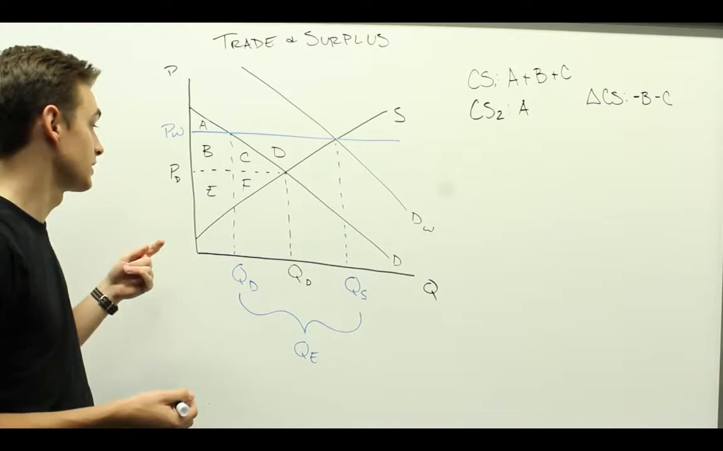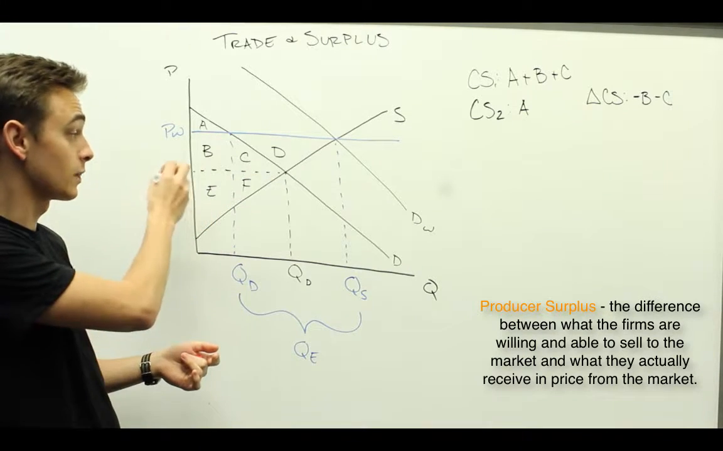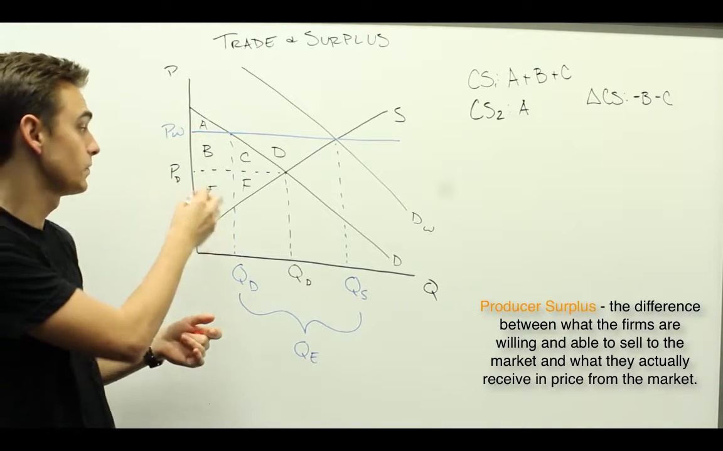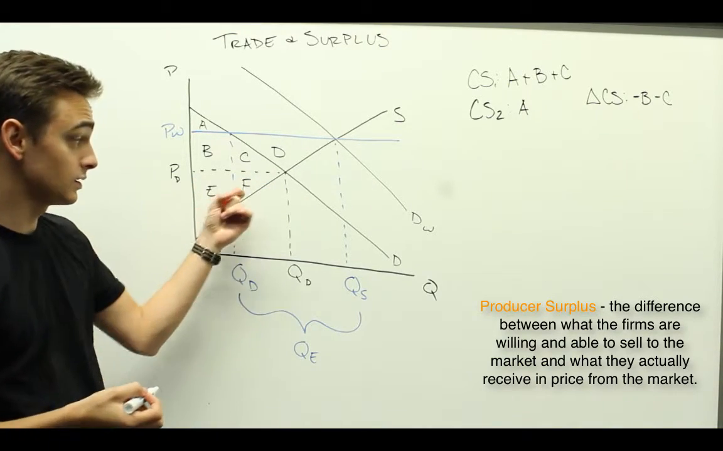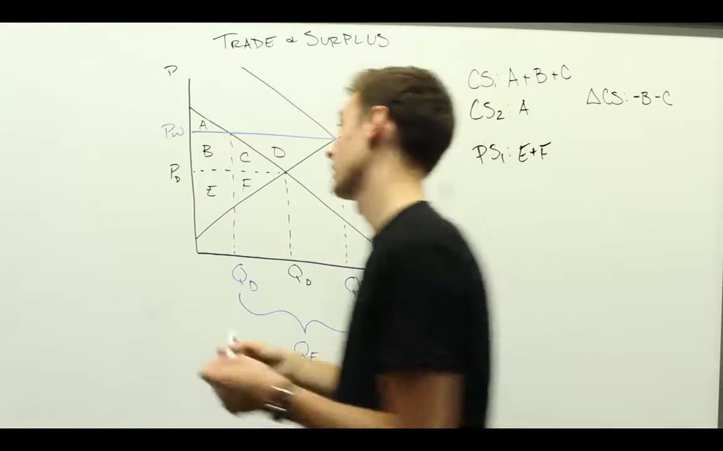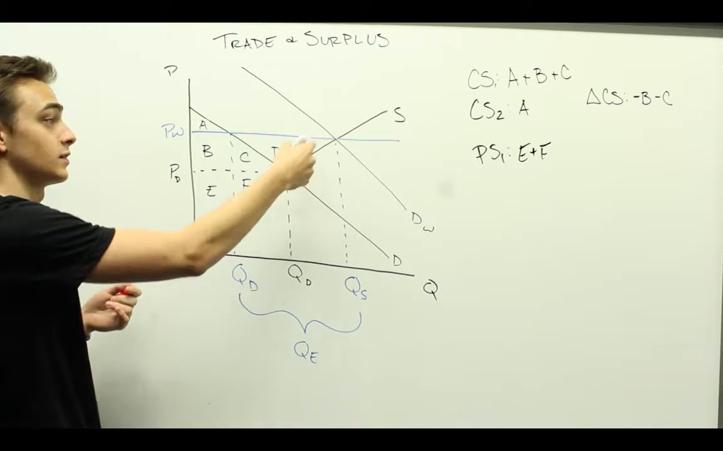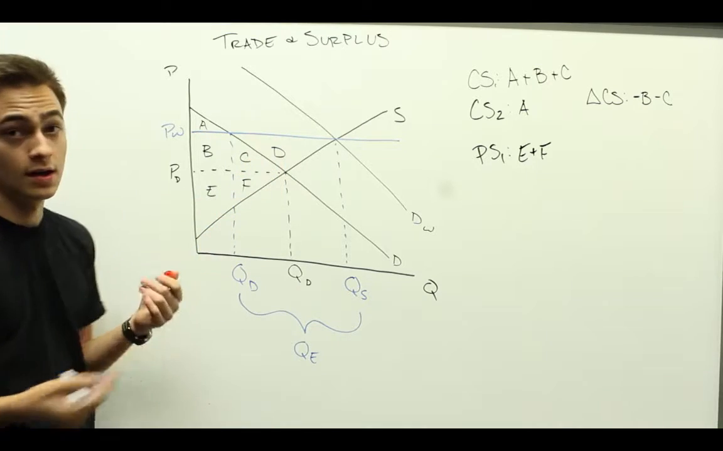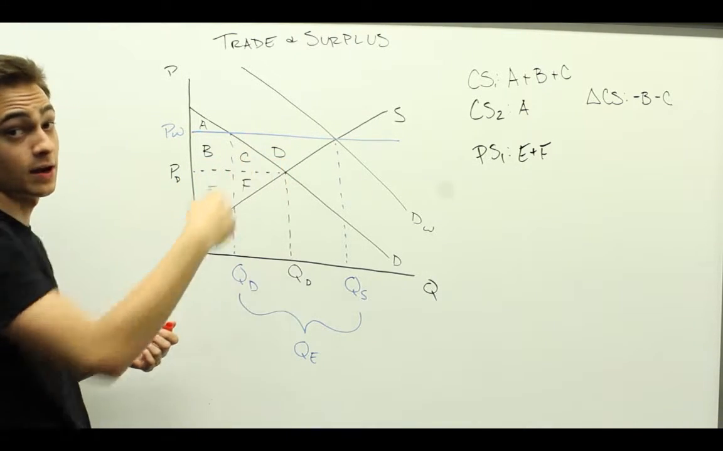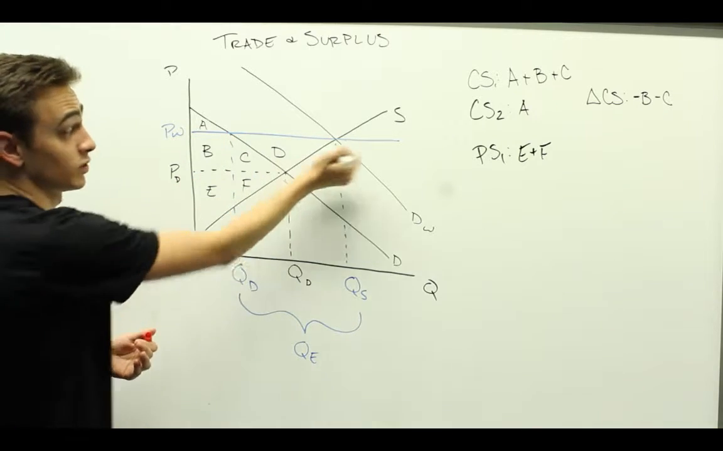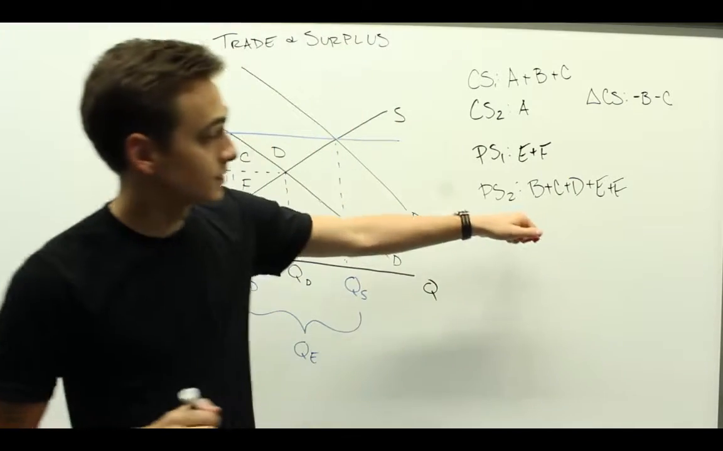So let's look at what happened in producer surplus. Before is the distance between the supply curve and the price before they opened the economy, and that is this triangle right here. So producer surplus was E, F. Then they open the economy, they get a higher price, and the distance between the supply curve and the price increases, so now they add B, C, and D. So now the total producer surplus is this really big triangle, B, C, D, E, F. So this is the second producer surplus.